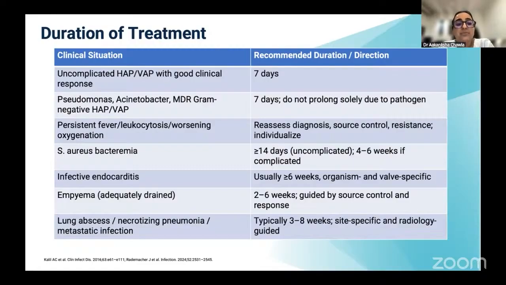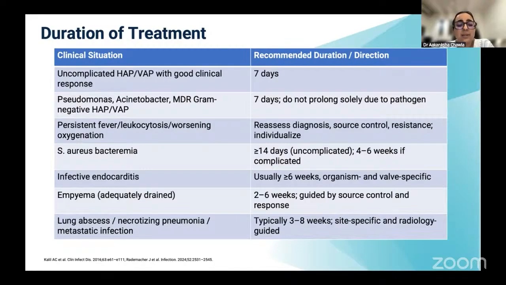Patient with persistent fever, leukocytosis, worsening oxygenation, you reassess the diagnosis first. Look whether you've achieved source control or not. And are you dealing with resistance at this point? Individualize treatment and not generalize and just escalate because the patient is worsening.